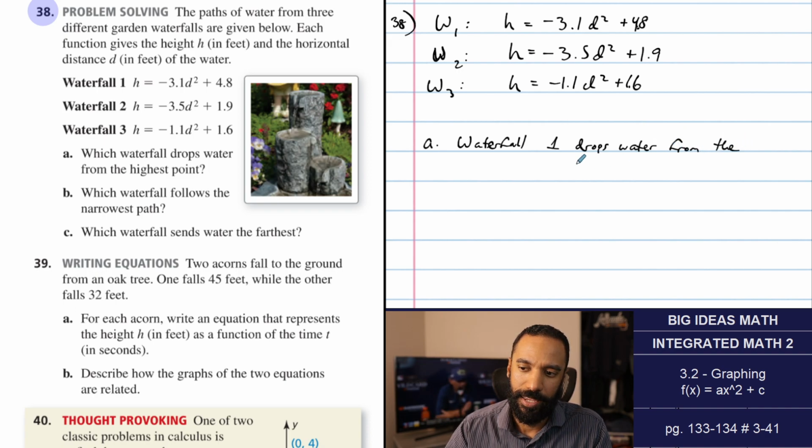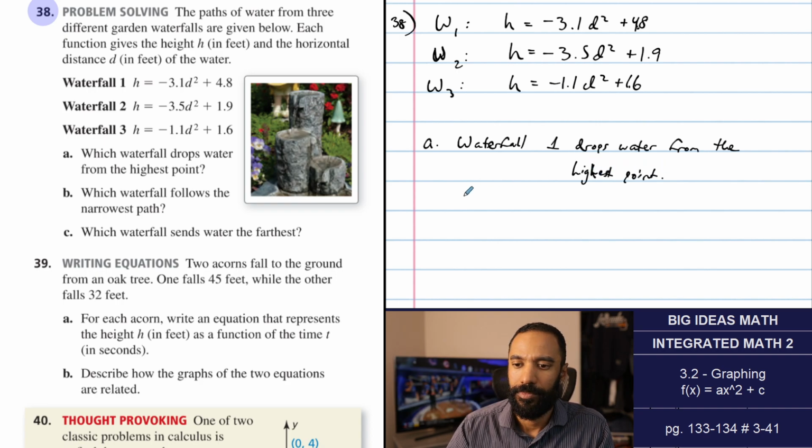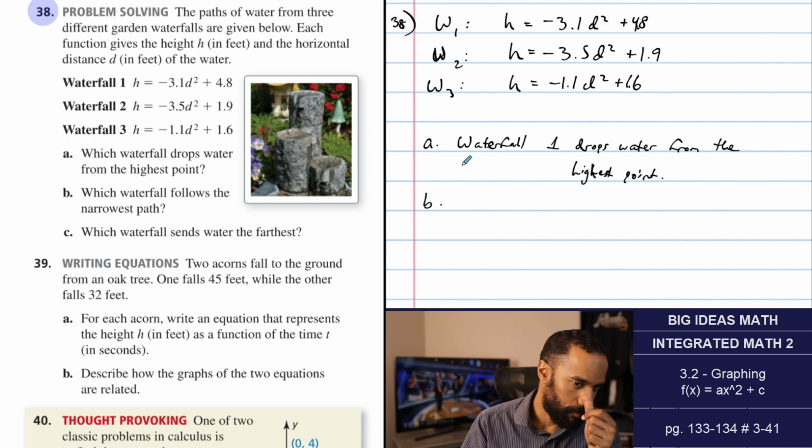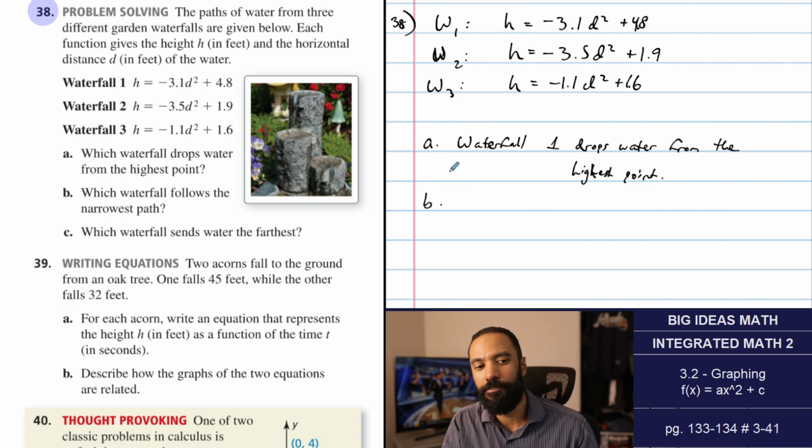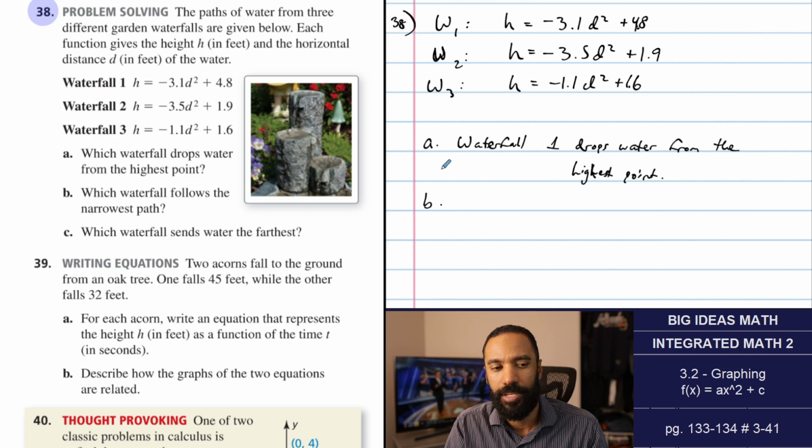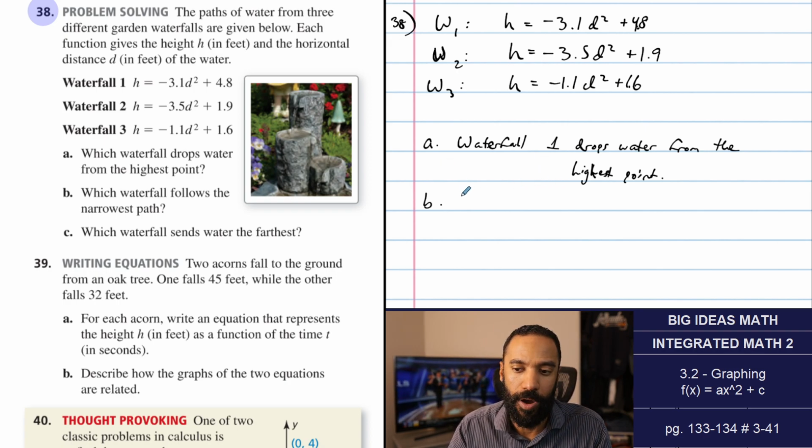From the highest point. Sorry about that. It's part A. Part B, which waterfall shows the narrowest path? Narrowest path will be the one that's most vertically stretched. That'll be waterfall 2.